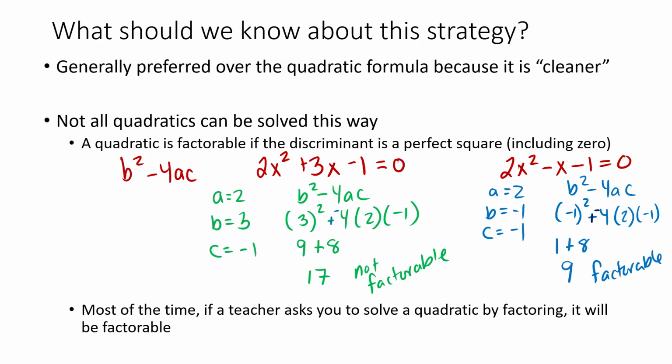Which means that if you set up your area model or whatever strategy you're using, the numbers will exist to be able to put into it to make it work. And so not all quadratics can be solved using factoring as a strategy. That's why we need the quadratic formula and other strategies for solving quadratics. But if a quadratic is factorable, it is generally the preferred strategy to use.